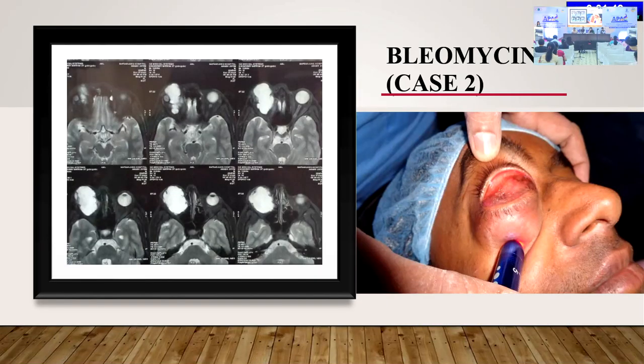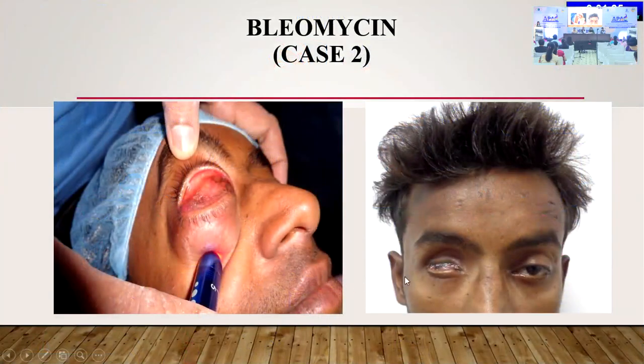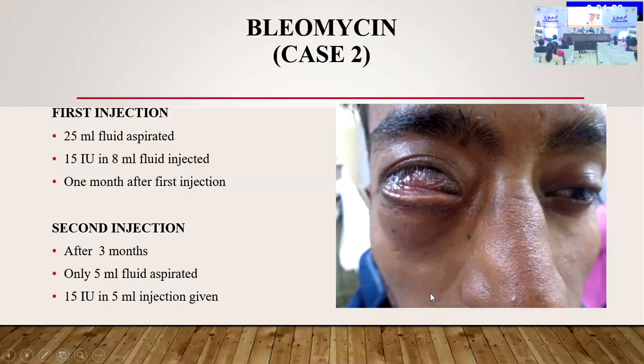This is one more case in which we used bleomycin, and again the cyst occupies the whole orbit till the apex of the orbit. And this is after the first injection. The patient had swelling again, so we gave a second injection, and later on the cyst completely resolved.